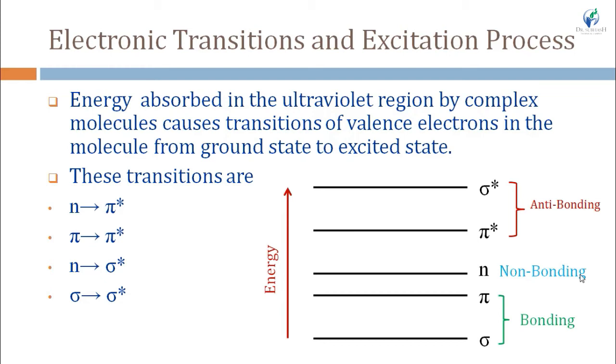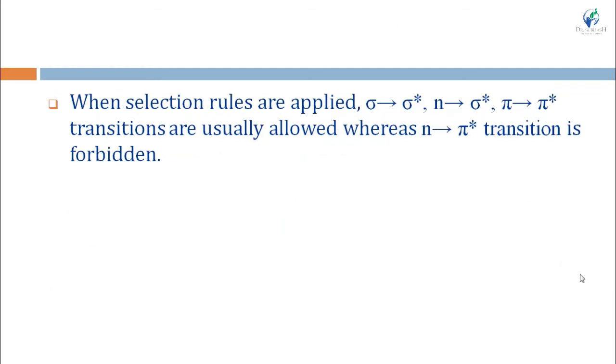So the possible transitions are the n to pi star transition, pi to pi star transition, n to sigma star transition, and sigma to sigma star transition. These are transitions of electrons, because electrons exist in these orbitals. But when selection rules apply, three transitions, sigma to sigma star, n to sigma star and pi to pi star, are usually allowed, while the n to pi star transition is usually forbidden. But here we will study all four types of transitions.